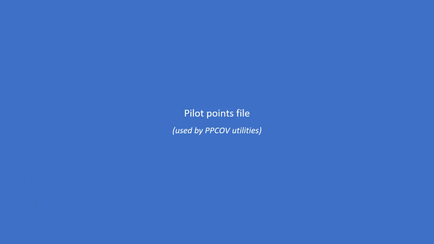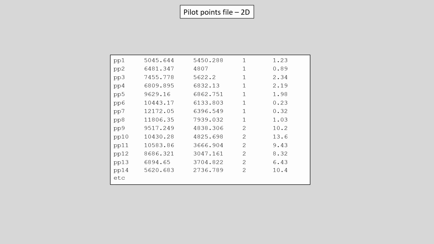The other type of file which members of the ppcov suite read is a pilot points file. Now, a pilot points file has a fairly rigid structure, but this isn't the only option for building a covariance matrix. We'll talk about another option shortly, which allows much more flexible input of data on which to build the covariance matrix. But for the moment, let's focus on a 2D pilot points file.